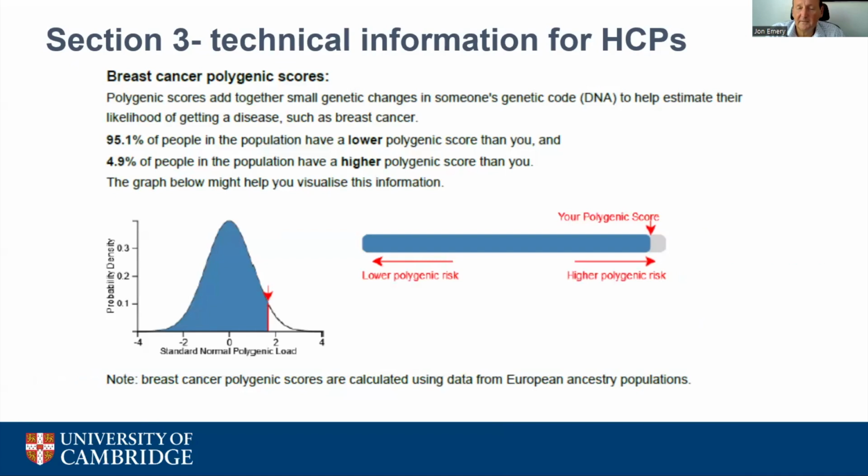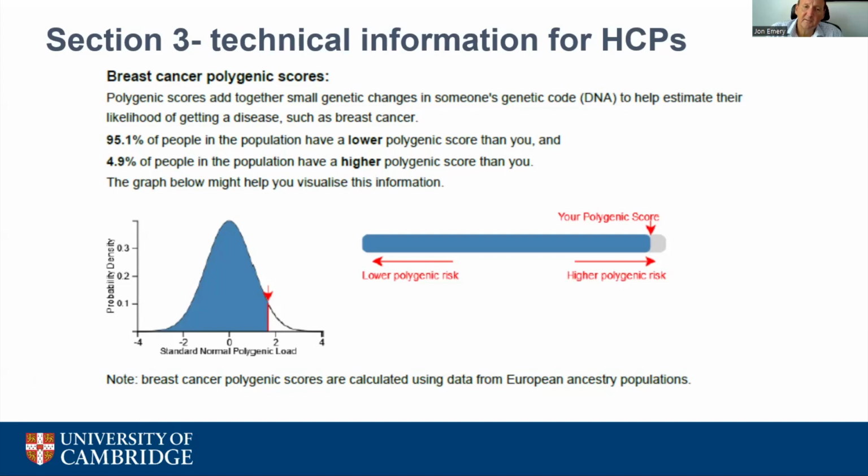And then finally, this provides information around the breast cancer polygenic risk score that accounts for multiple small genetic changes that we know are associated with breast cancer risk. The graphic on the left demonstrates the population distribution of polygenic risk and where the individual woman lies on that distribution. And on the right is a different way of presenting that same information, showing that only 4.9% of people in the population would have a higher polygenic risk score than this individual.